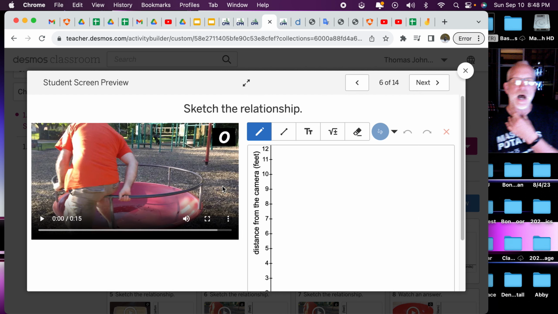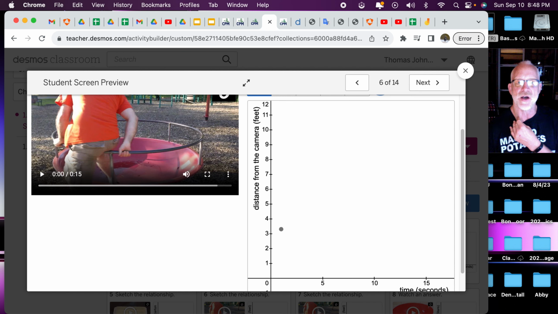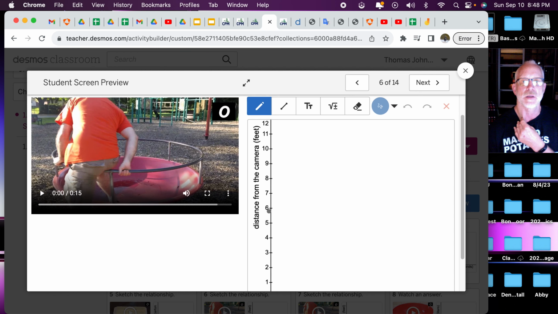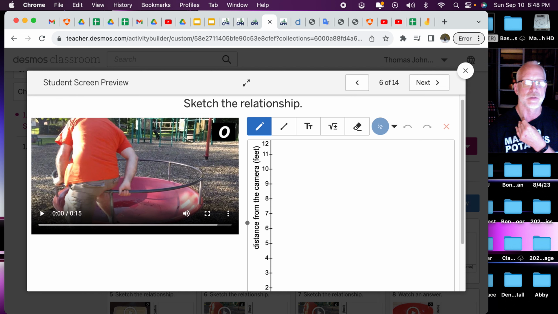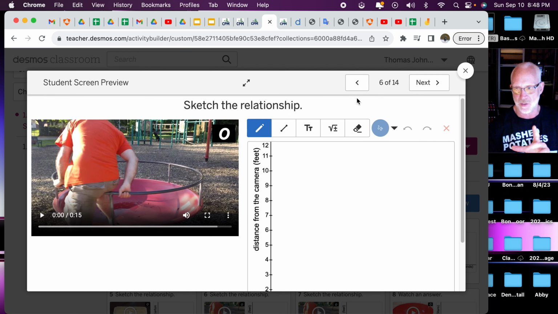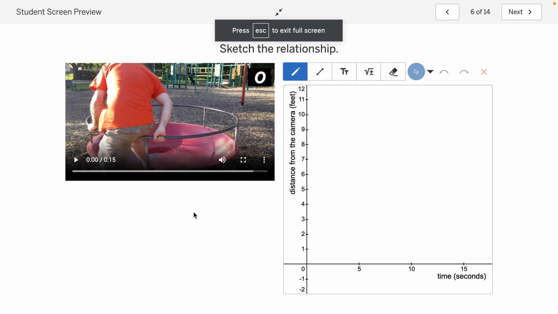Next one. How far is he away from the camera? I'm going to write some notes on this one. So let's say he starts, what is he, 3 feet from the camera? And over here, he's like what? 9 feet from the camera? I'm just going to guess. Do we have to be perfect on these? No. So I'm going to say at 0, he's about 3 feet from the camera.